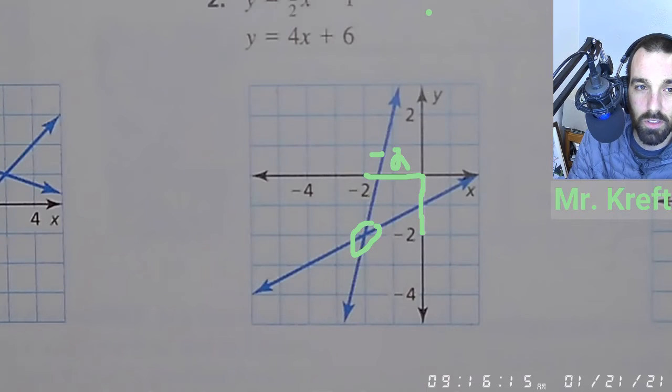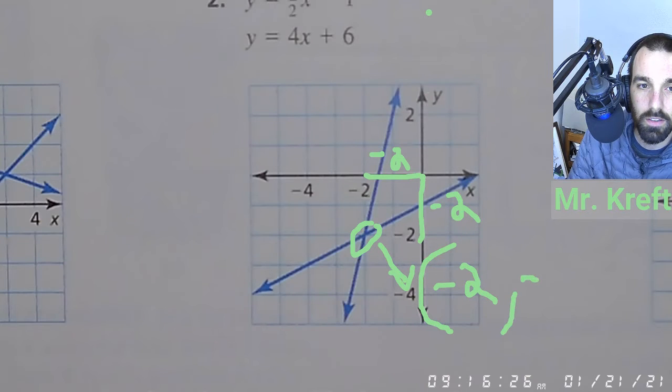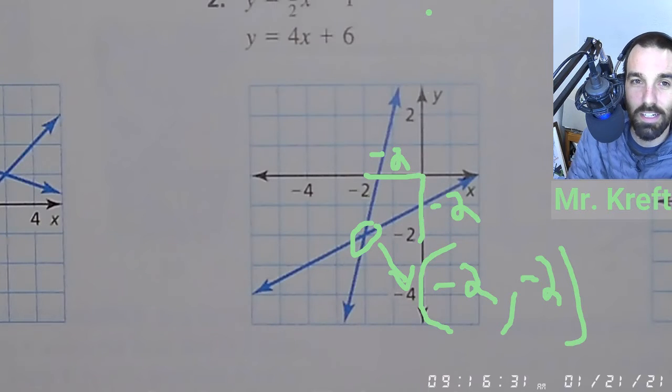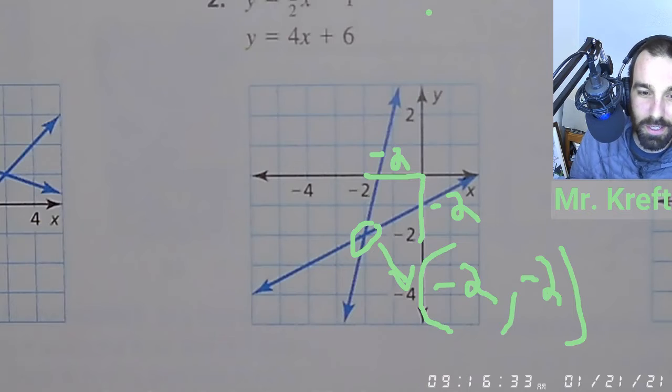And then I go down -2. So this point is going to be -2, and we put parentheses around it, and -2. Okay, so that's how we would solve that one.